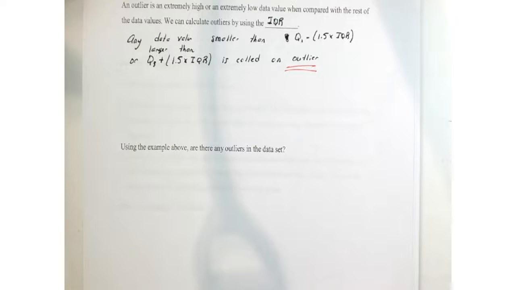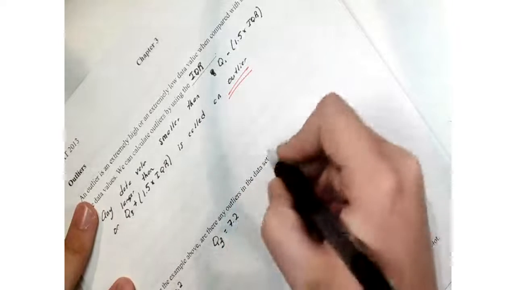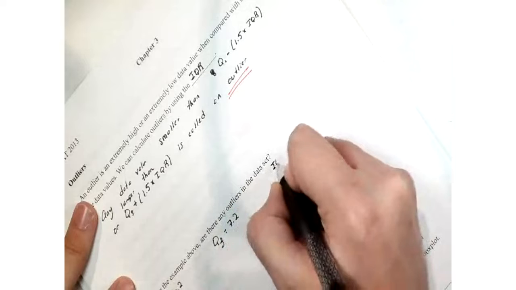So, using the example above, are there any outliers in the data set? So, we had that Q1 was equal to 6.2. Q2, which is the second quartile, I don't even need Q2, I think Q3. Q3 was equal to 7.2. And we already found the IQR is equal to 1.